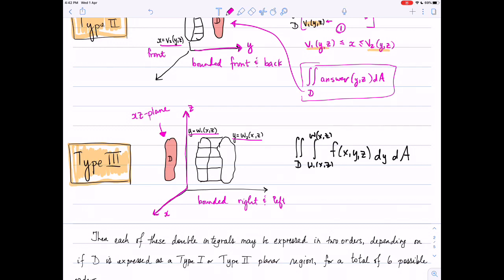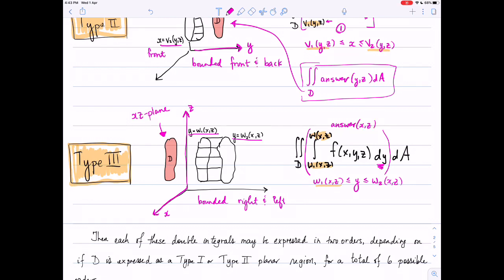And then you do exactly the analogous operations. You know that w1 of x and z is less than or equal to the y value, which is less than or equal to w2 of x and z, which helps you set up your integral, right? You're going to do, again, an inner integral. That inner integral is with respect to y first. And then those y values are going to go from the lower y value, which is a function w1, up to w2 of x and z. You're going to integrate out the y. So this time your answer is going to be a function of x and z.